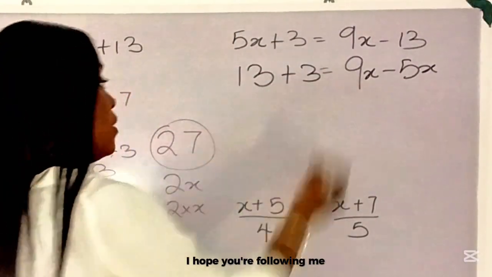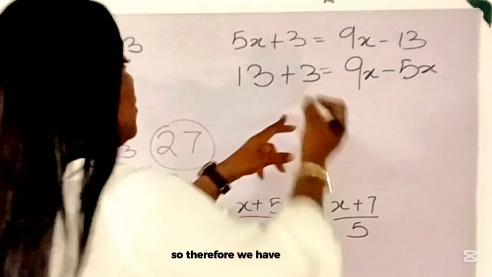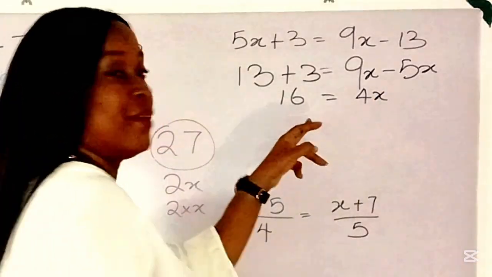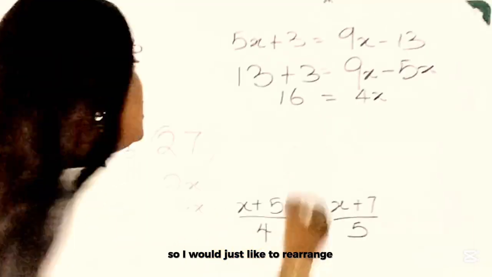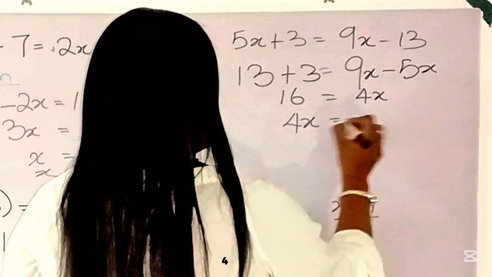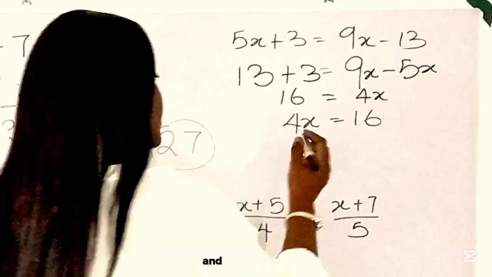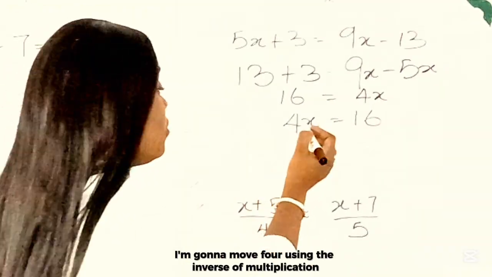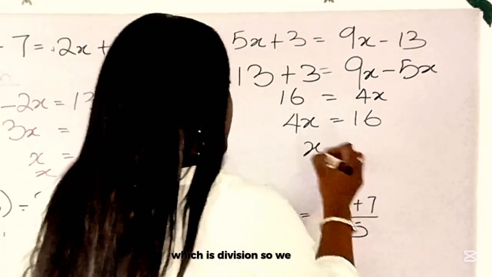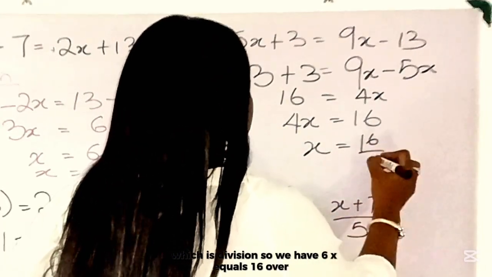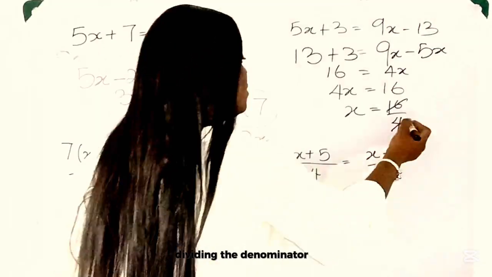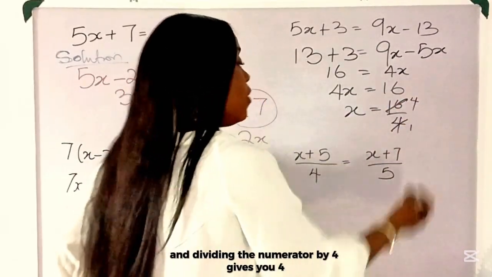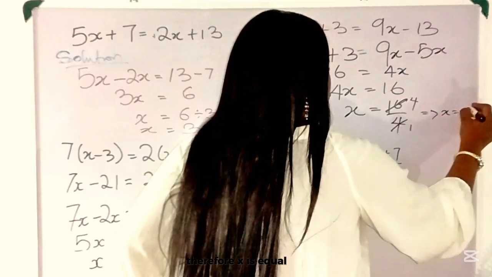I hope you're following me. So therefore we have 16 and we have 4x. So I would just like to rearrange it to look like this. 4x equals to 16. And then once again I'm going to move 4 using the inverse of multiplication, which is division. So we have x equals to 16 over 4. Dividing the denominator by 4 gives you 1, and dividing the numerator by 4 gives you 4. Therefore, x is equal to 4.